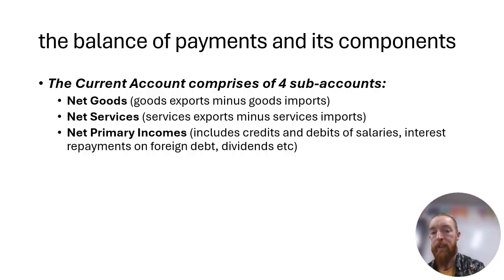I'm going to highlight interest repayments because they are incredibly important on foreign debt, and dividends. Now, net primary incomes is one of the largest reasons why we often have a current account deficit, because this is where the interest on our foreign debt is paid. And we have over $1 trillion of foreign debt.